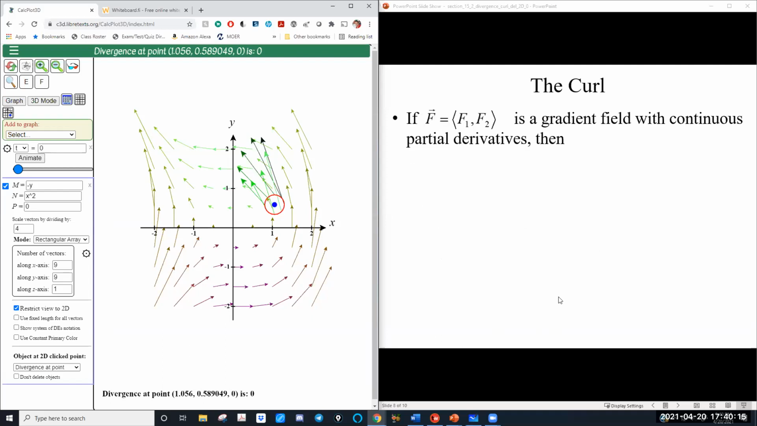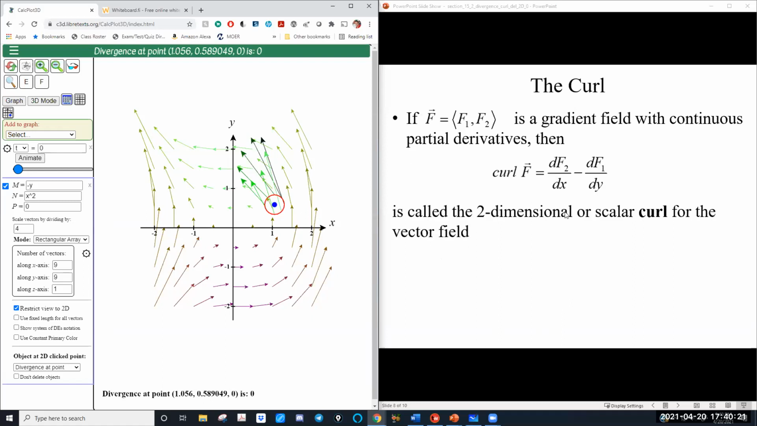Now we have a 2D curl. So a 2D curl is a scalar. Now this one we want to be a little bit careful on because things got reversed on us here. So now it's the second component with respect to x minus the first component with respect to y. And the order matters because we'll get a positive or negative. So if we're using this vector field here, this vector field that I have plotted, this would be the vector field negative y comma x squared.